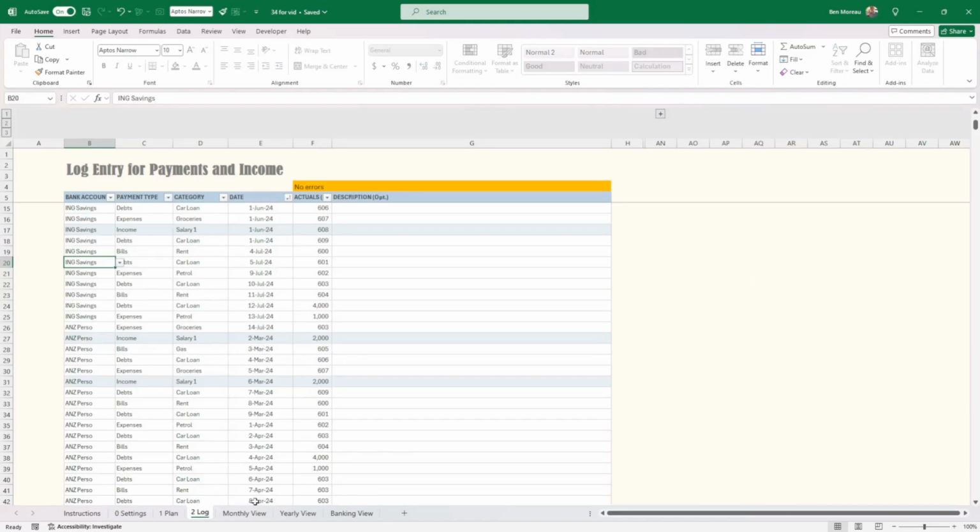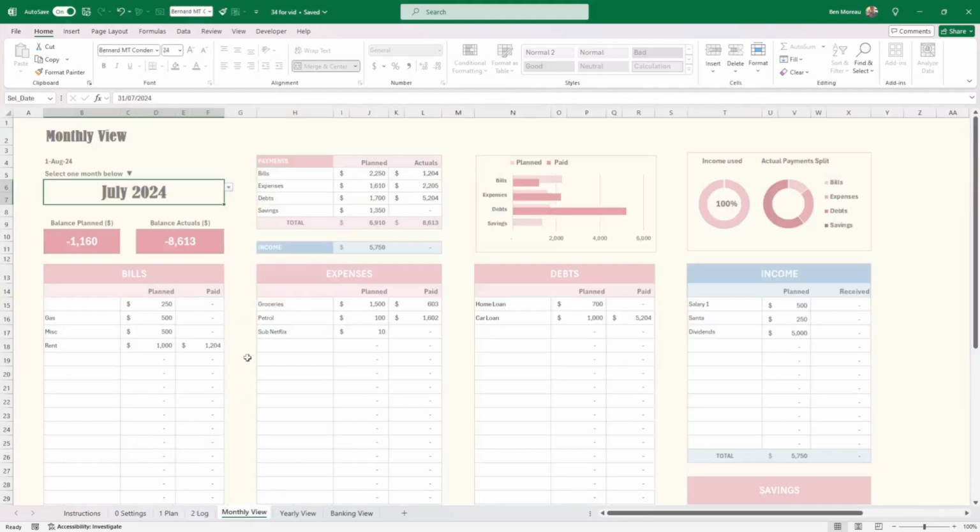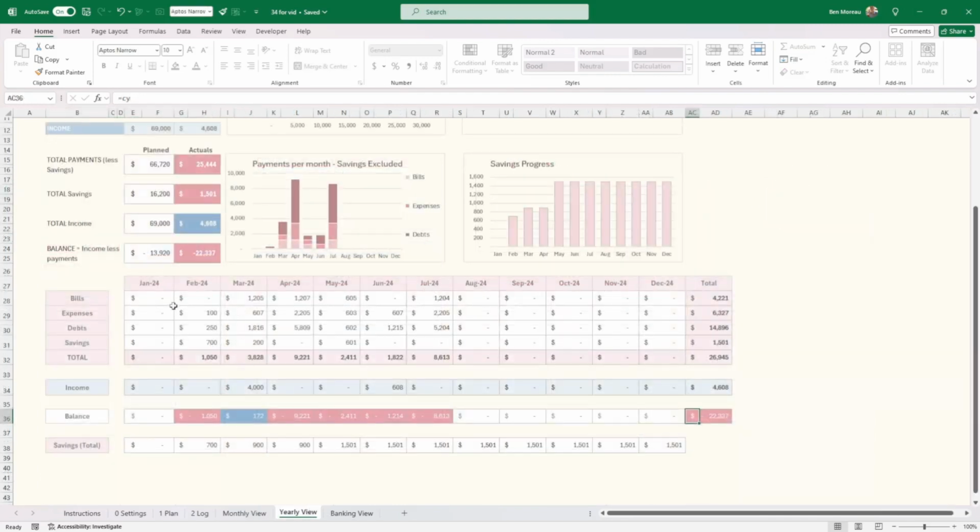And then you can have a look at the monthly view. You can select a month, and that gives you the data for that month, and that change is quite dynamic. And you have some indicators here as well. And then you have the yearly view. So we can start any month we like.